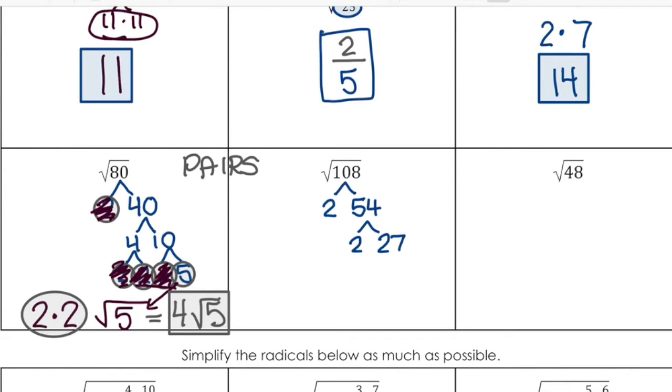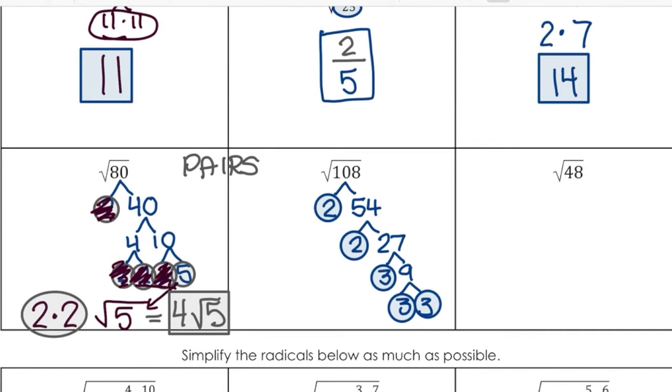Now I'm getting a little bit smaller because I know that 27 is 9 times 3. And then 3 times 3 is 9. So you're going all the way until you can't break up any of these numbers any further, which means I have 2, 2, 3, 3, 3.